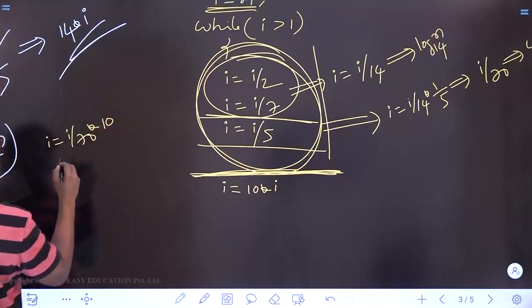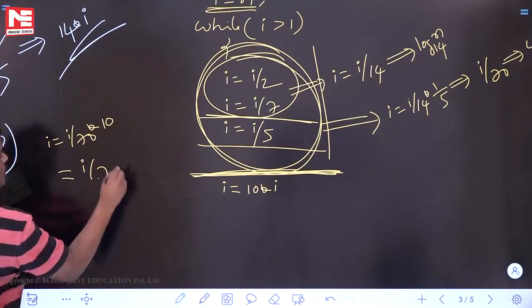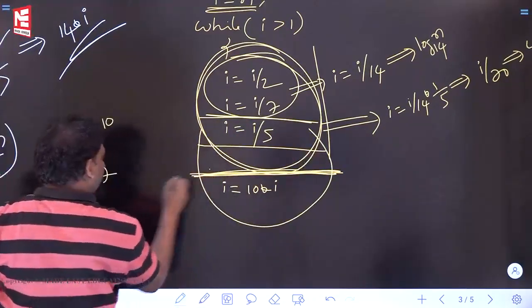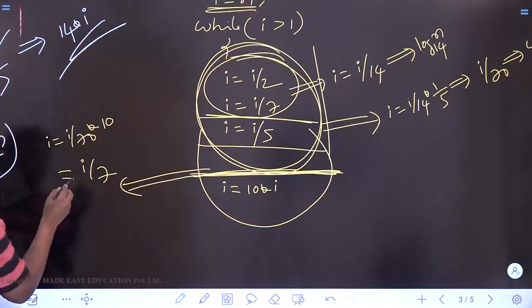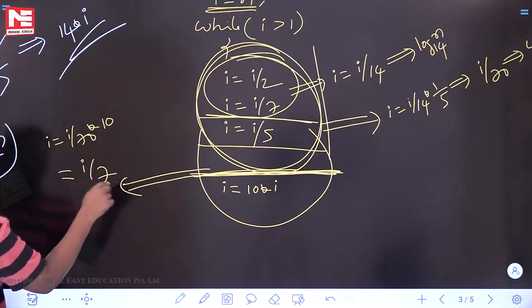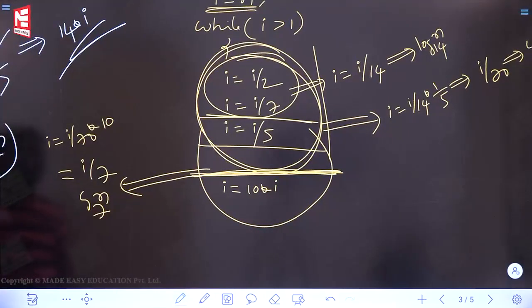10 and 7 cancel, so 70 cancels. What is the answer? I by 7 will be there. By including this one, it is going to be I by 7. Already I by 70 into 10 you have done, it will become I by 7. So log n base 7. Right? That is also fine.